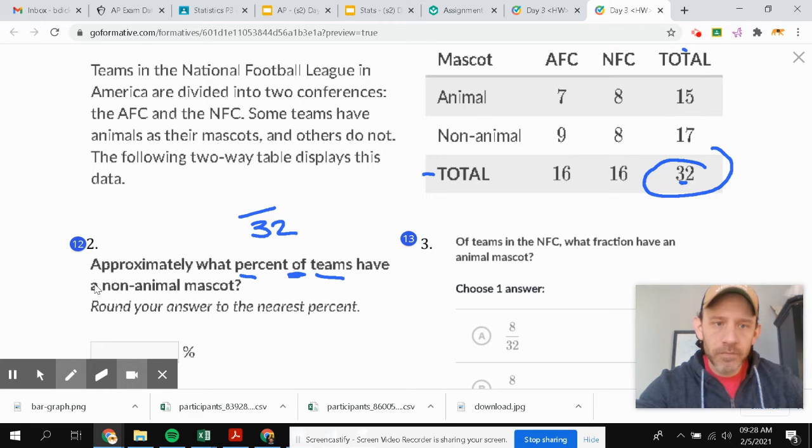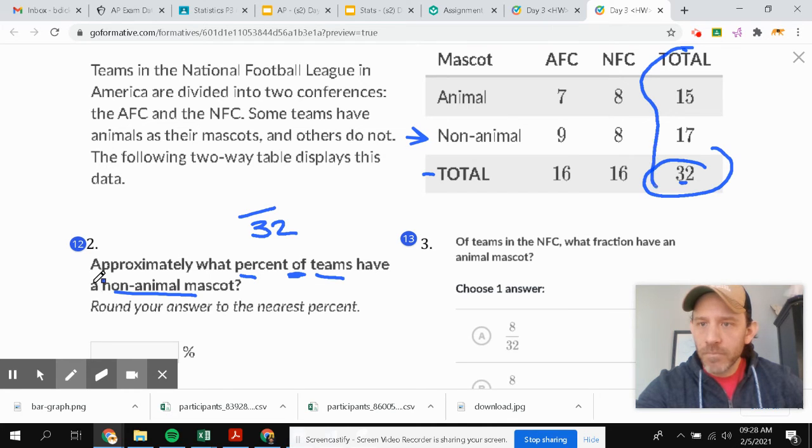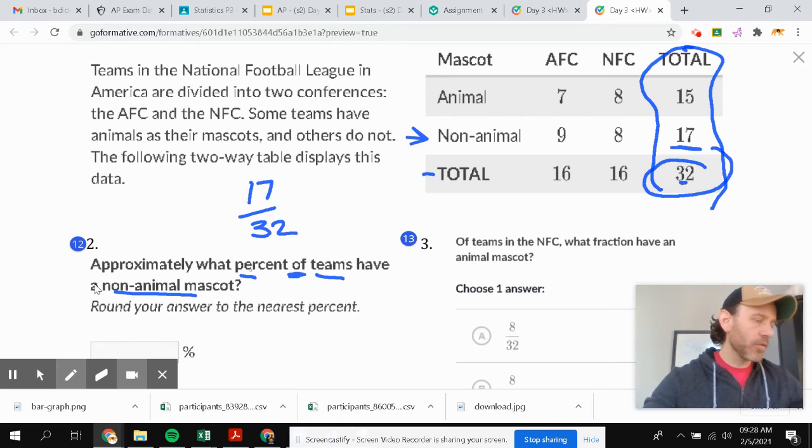And from there, which number do we care about out of the teams? So it's the percent of teams that have non-animal mascots. So when we see non-animal mascots and we're in the totals, I should be in the total column here. And how many non-animal mascots are there out of all the teams? 17. So that's the fraction. This question asks for a percent, so I plug that into the calculator, 17 divided by 32, and I get a decimal.